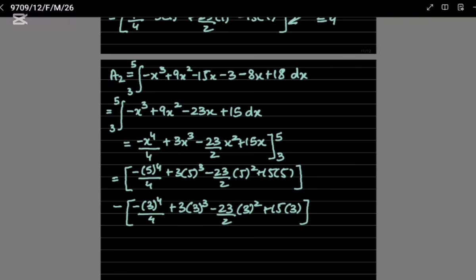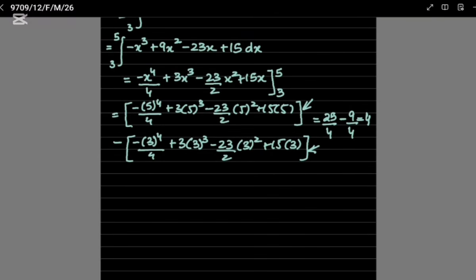Now plug these values into your calculator. For this part I get 25 over 4 minus this part, which simplifies to 9 over 4, and again you will get 4. So what is the area shaded? It was A1 plus A2, which is equal to 4 plus 4, which is equal to 8 square units.